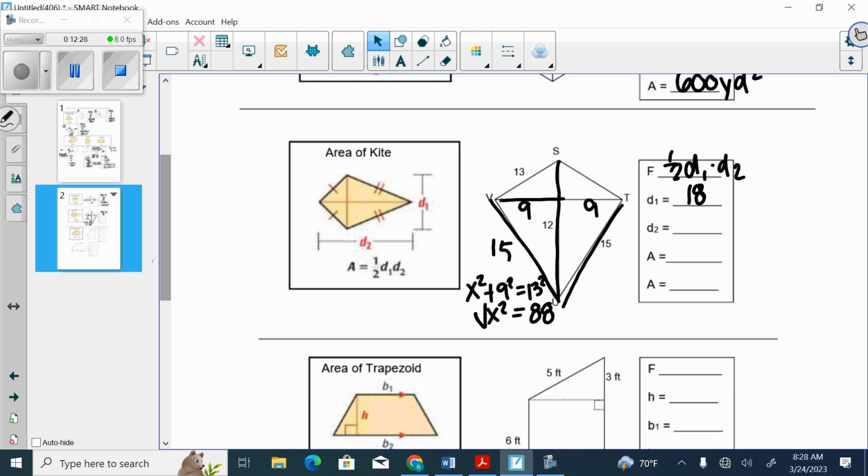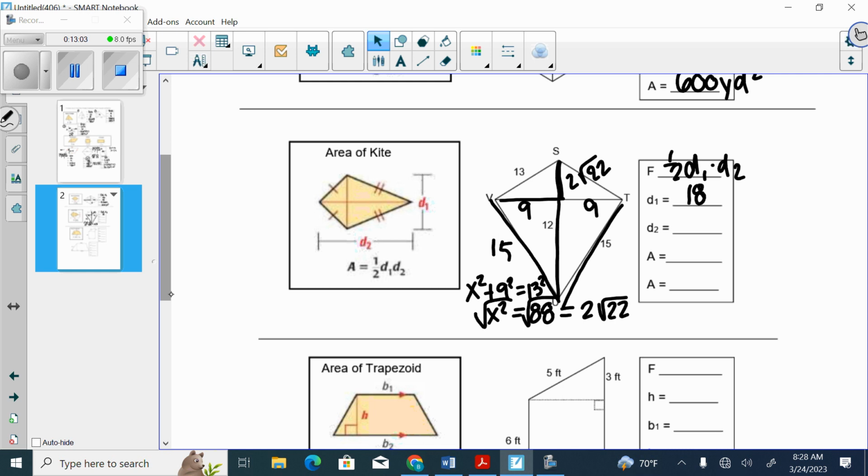And then I have to take the square root of both sides. There is no perfect square root of 88, but we do need to simplify it as much as we can. So what's a number that will multiply to give us 88 and has a square root? 4 and 22, right? And the square root of 4 we know is 2, so this could be rewritten as 2 square root of 22. All right, so this part right here is 2 square root of 22.